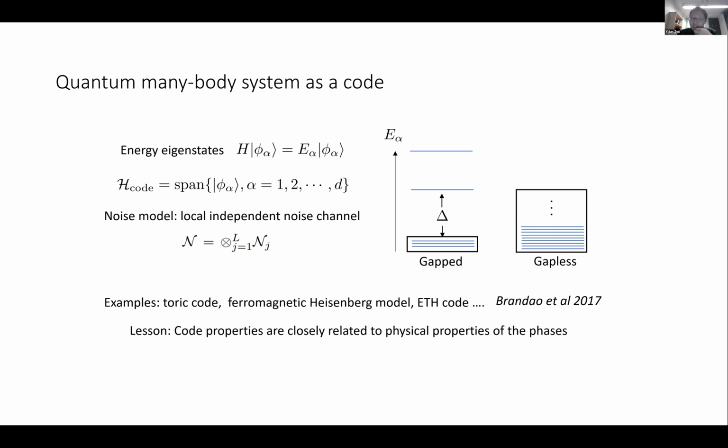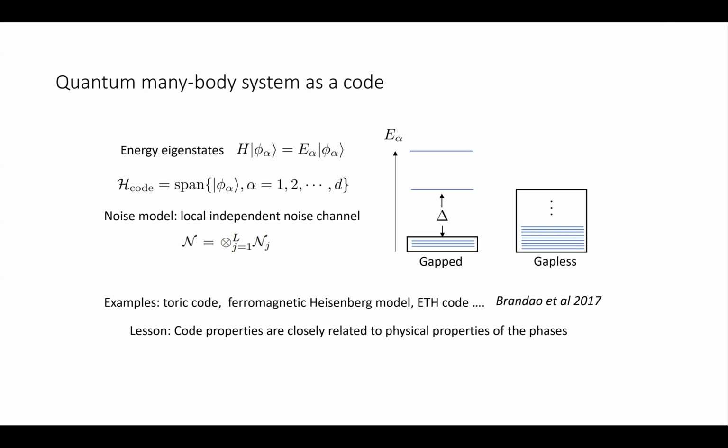For the gap case, you just choose the energy eigenstates below the gap. However many degenerate eigenstates you have, you choose that as your code subspace. But for the gapless one, you just choose the first several eigenstates.